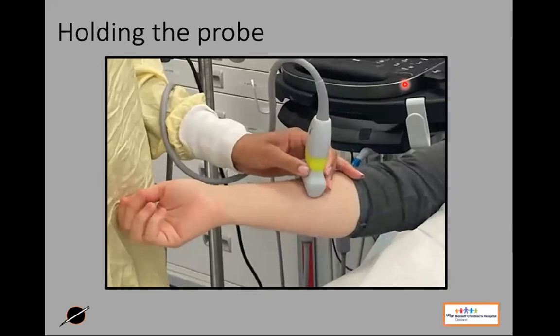So holding the probe. Now her technique is great. I love the way she's holding that probe. Her thumb and index finger are holding that probe, and her other fingers are there stabilizing it on the arm. So she can move up and down that arm, following the path of that blood vessel, and she's got control. She's keeping the probe perpendicular to the skin. So that's a technique I want to try.